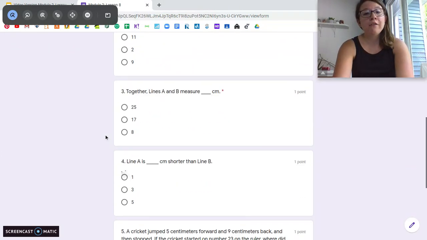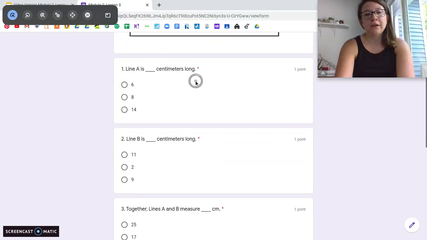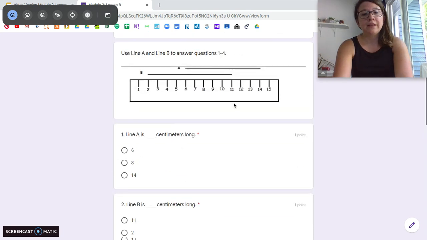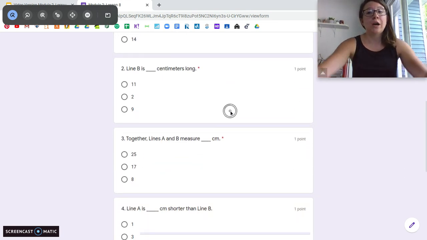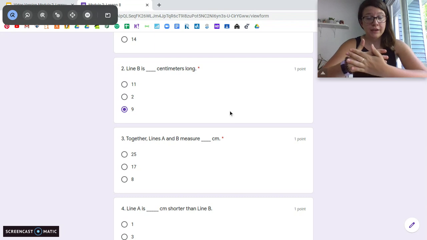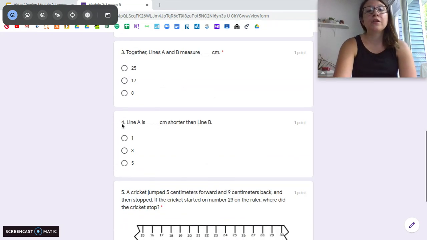You have 4 questions about the lines. You're going to tell me the length of line A, the length of line B. You're going to tell me them combined together, so you're going to have to do a little bit of adding. And then you're going to tell me how much shorter line A is than line B.